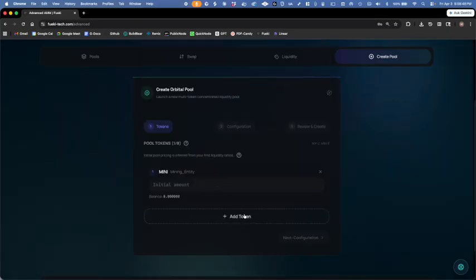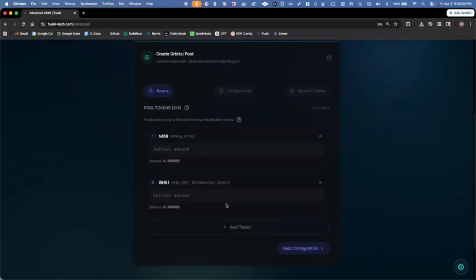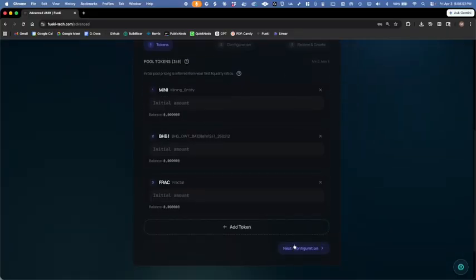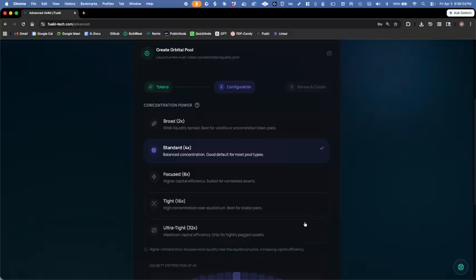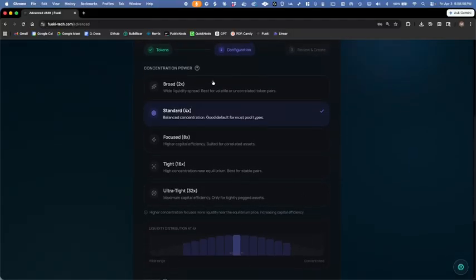Let me talk through an example here. Actually, I don't really have any tokens, but I'll see if they'll let me just do this randomly. So let's see. Okay, cool. This is where you would configure the concentration power. There's a range of spreads or concentrations that you can choose from. You choose broad, which would be a wide liquidity spread for super volatile, uncorrelated token pairs. So that would be your least concentrated power.